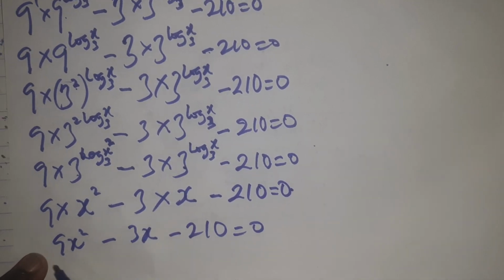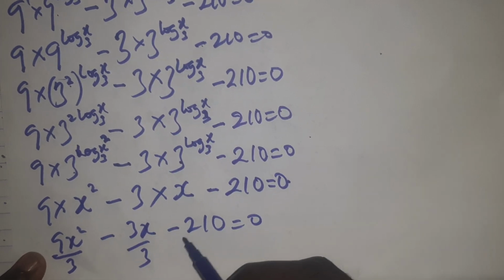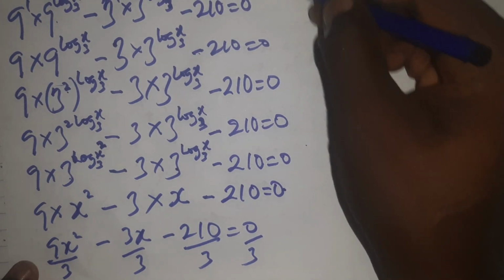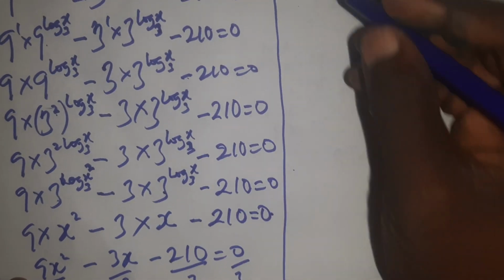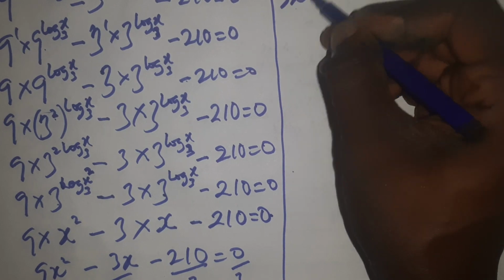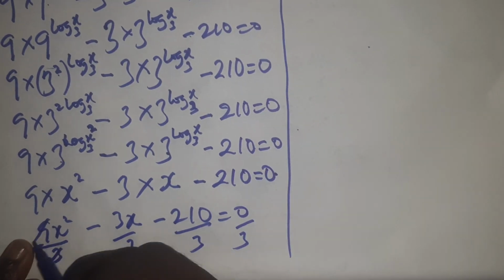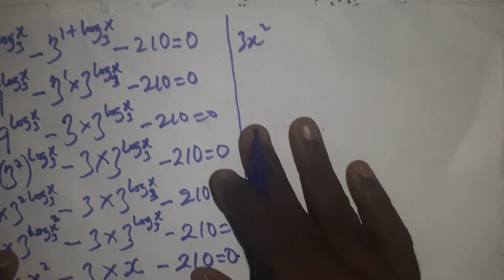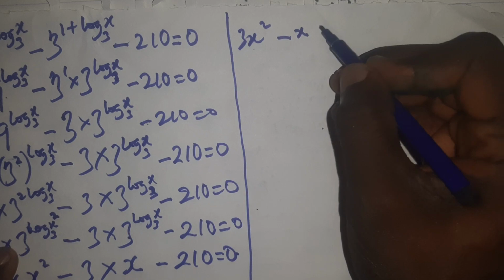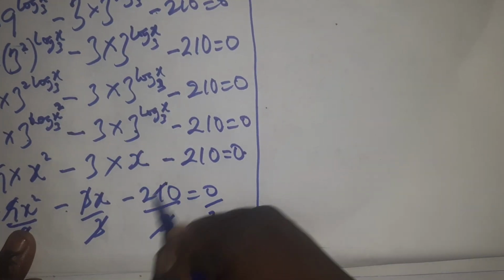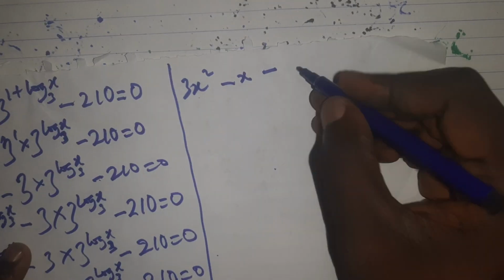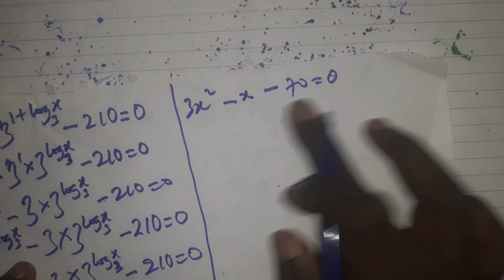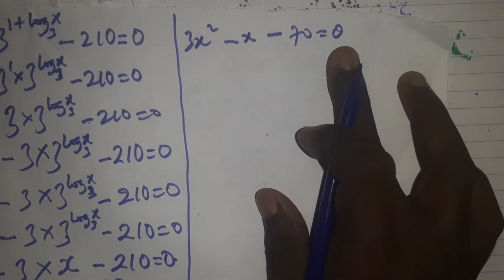Then dividing through by 3 to make the quadratic equation look more simplified, you will get 3 in 9 is 3. You have 3x squared. This one is 3, so you have 3x squared. And 3 cancels 3, you have x, so minus x. Then minus 3 in 210 is 70. So minus 70 equals 0 divided by 3 is definitely 0. So this is a quadratic equation, and then I'll solve by factorization method.